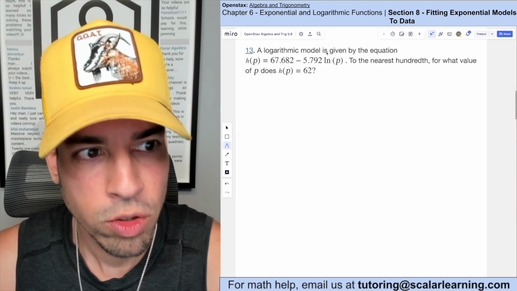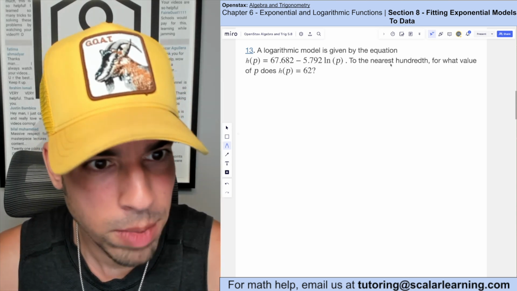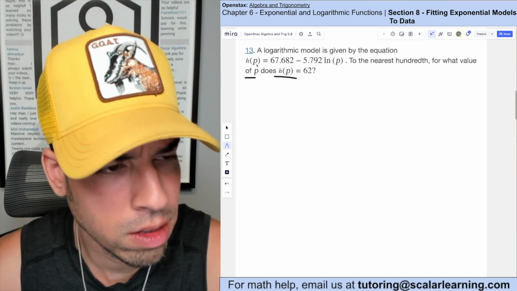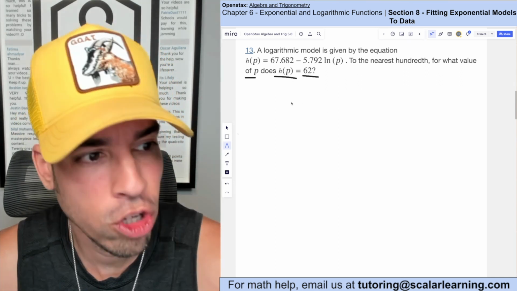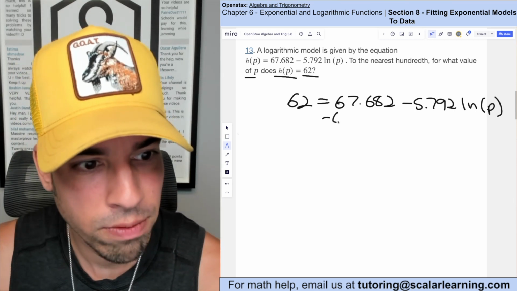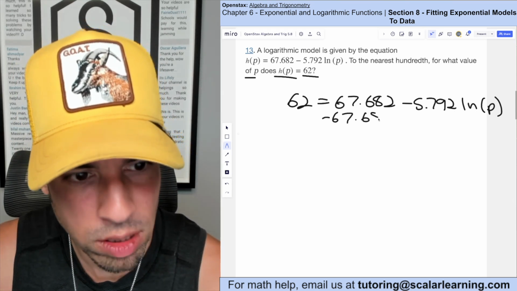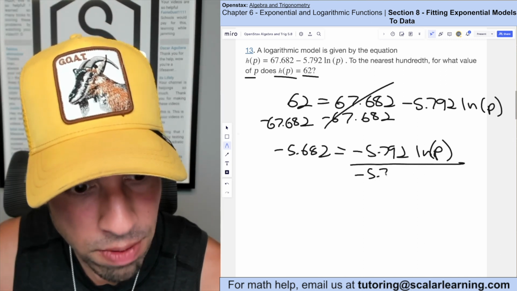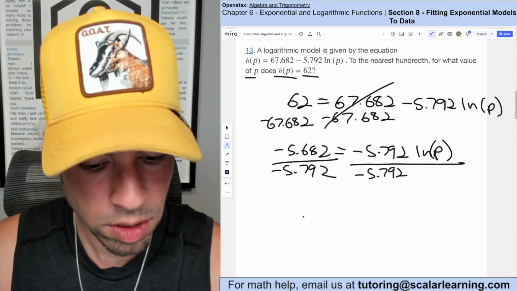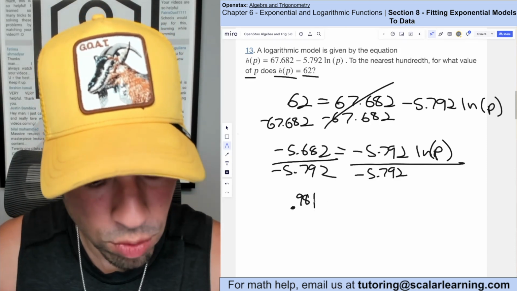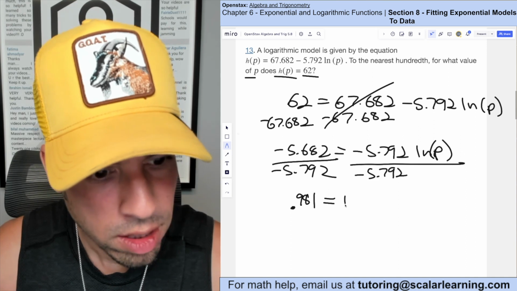Done. For number 13, it says a logarithmic model is given by this equation. It says to the nearest hundredth, for what value of p does h of p equal 62? So let's plug and chug and we'll solve. So we have this equation and now we're meant to solve for p. So we're going to isolate first by subtracting 67.682 from both sides. Next, we're going to have to divide by this coefficient of negative 5.792. And this gives us a value of approximately 0.981, rounded, that equals ln of p.